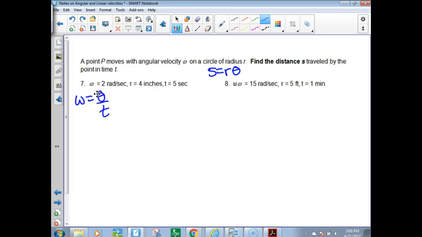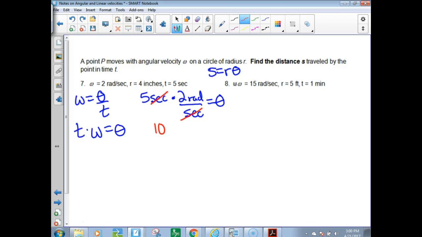So if you want to get omega, you could multiply times time. Time times the angular velocity would give you theta. That's what we need to do. So we're going to take time, 5 seconds, and multiply it times omega, 2 radians a second. And that's going to give us theta. Looking at the dimensional analysis here, the seconds cancel out, and we end up with 5 times 2 radians, which is 10 radians, and that is our theta.